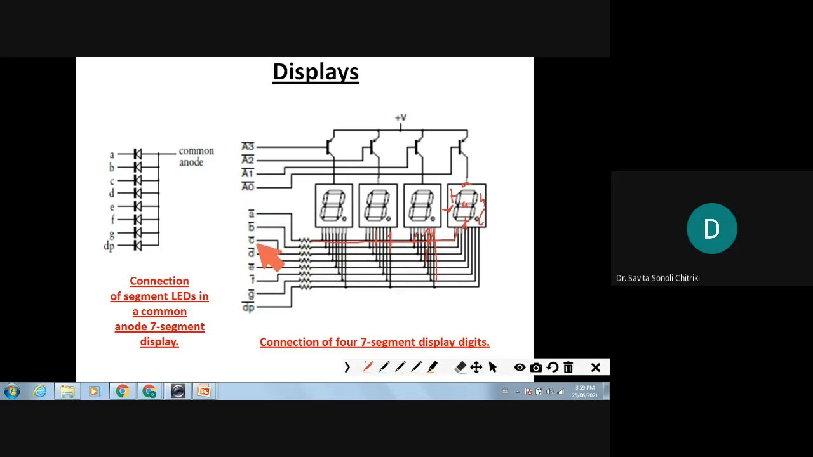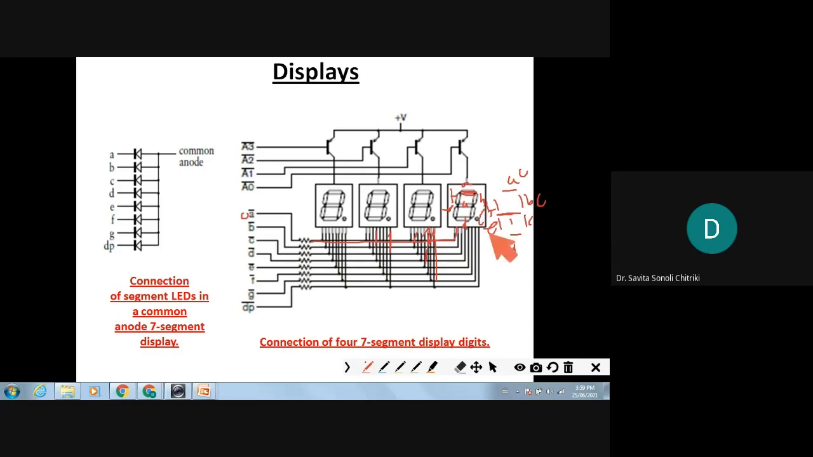See there, A bar, B bar, C bar, D bar, E bar, F bar, G bar. That means I am going to send 0. If I want to light A here, then I have to send 0 to A. Then in the total 7-segment, if I want to display 0 here, I have told a number of times: A, B, C, D, E and F, all these LEDs I have to send 0, 0, 0, and only to this one I have to send 1. Then I am going to display 0 here.